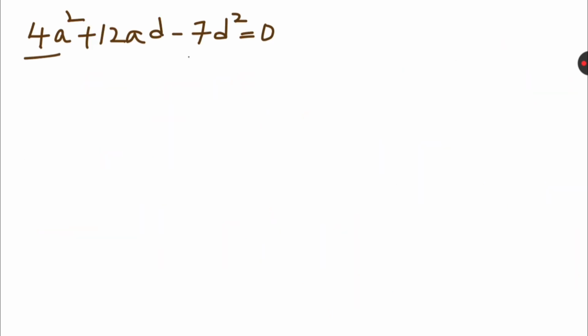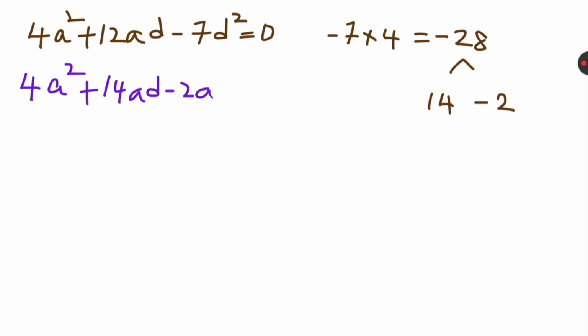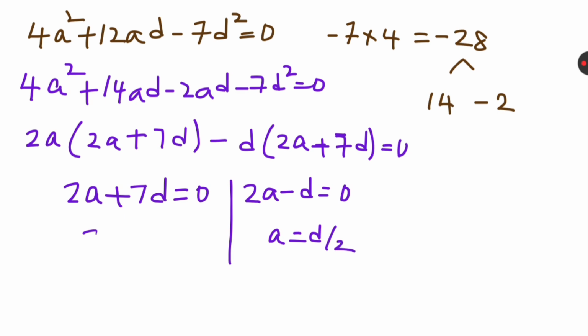Here we have 4 and here we have minus 7. Minus 7 times 4 gives minus 28. In the middle we have 12. Here we take plus 14 and minus 2: 14 times minus 2 is minus 28, and 14 plus minus 2 gives plus 12. So you have to write this 12 ad as 14 ad minus 2 ad, minus 7 d power 2, equal to 0. From here we can write it as 2a plus 7d equal to 0 and 2a minus d equal to 0. Here a equal to d over 2, and here 2a equal to minus 7d, so a equal to minus 7 over 2 d. So here we get two values.